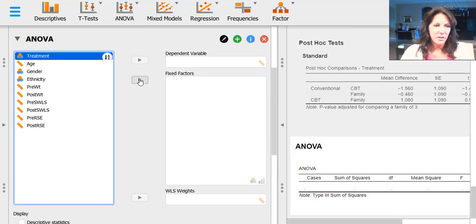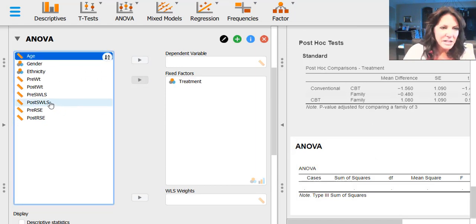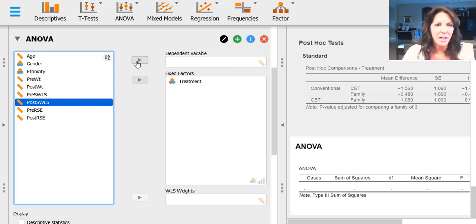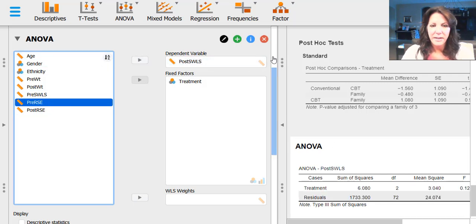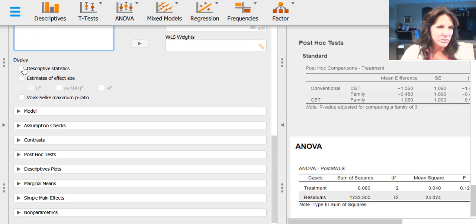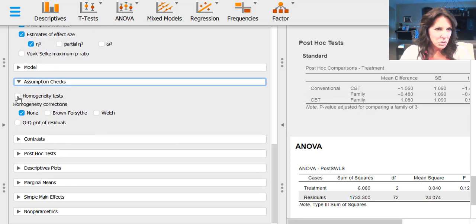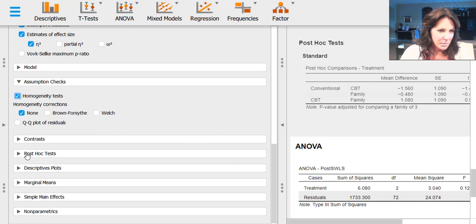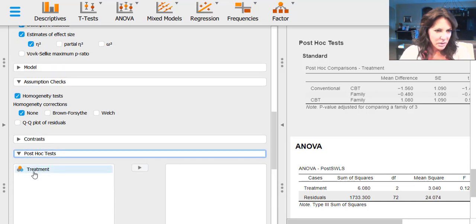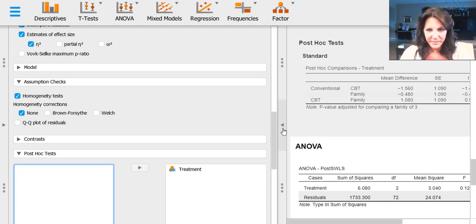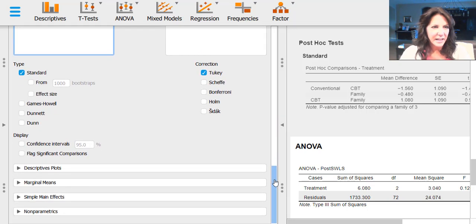Treatment is the fixed factor, and this time we're looking at life satisfaction after treatment. So we're going to look at that. Now, let's see, descriptive statistics, estimates of effect size. We are going to do homogeneity of variance again, but I think we don't need to really worry about that too much. We know that our variances are about the same. Post hoc test treatment is going to move over. And we've already selected Tukey. All right.